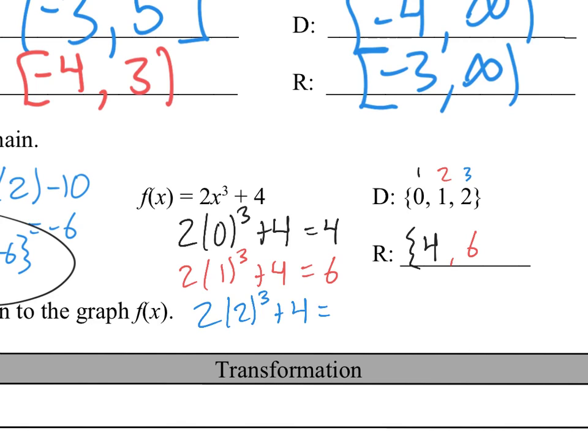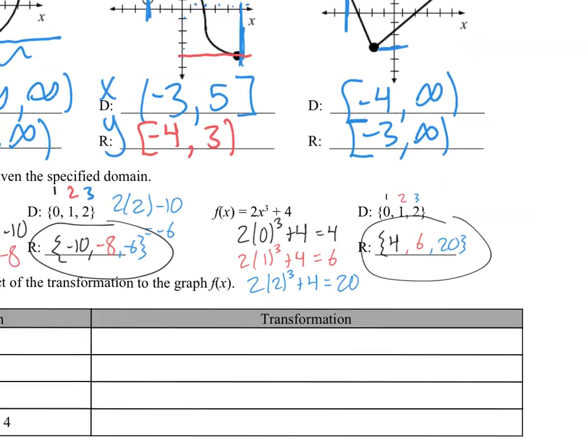2 cubed is 8. Do not say 6. So 2 cubed is 8. 8 times 2 is 16 plus 4 is 20. There you go. Pretty simple.